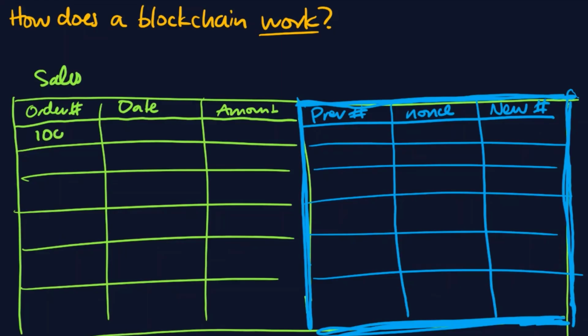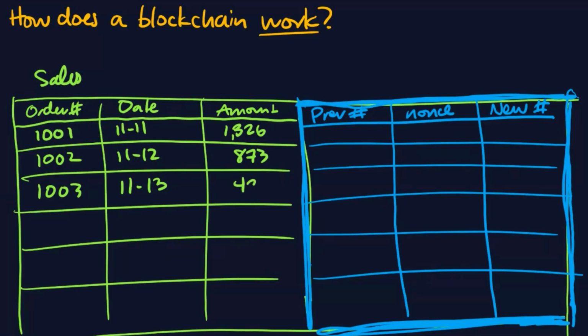I have order number 1001. The date is 11/11, and the amount is $1,326. Down here, I've got 1002 on 11/12, and this is for 873. 1003, 11/13, this is going to be 426. So I just got some transactions here, no big deal.